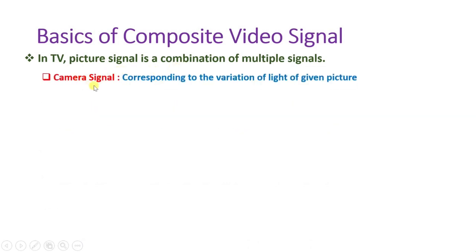Camera signal for one horizontal line. B. A horizontal blanking pulse is added to the camera signal. C. A horizontal alignment pulse is added to the blanking pulse.